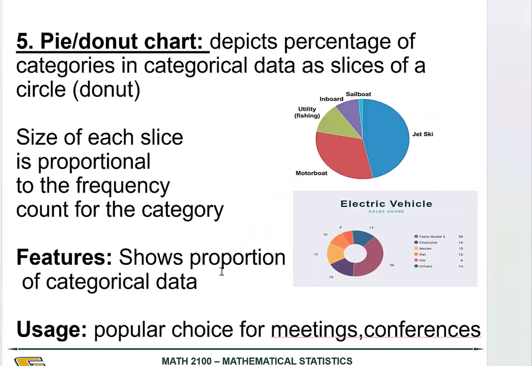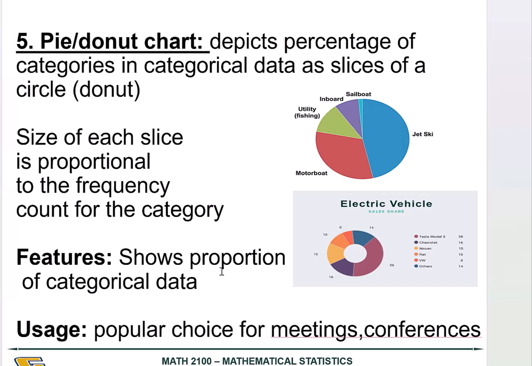The pie and donut chart, again, is pretty much like what happened with the quality data. As we saw before, it helps to depict the percent of categories in categorical data by slice. The size of each slice represents how much each category contributes, and it's a very popular choice for meetings and conferences.